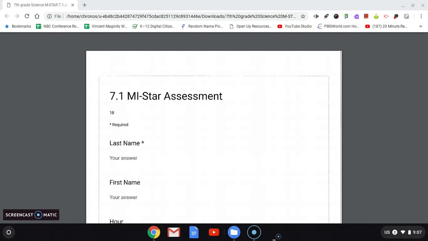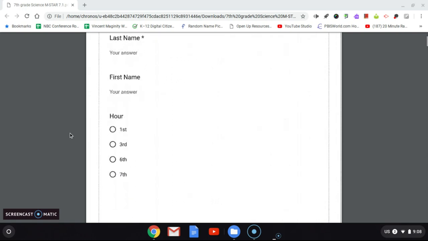So a couple of things before we get started. Make sure you put your last name, first name, and mark the hour in which you have Mr. O'Boyle. I am going to be reading fairly quickly, so make sure you're paying attention. You can also hit pause in between each question, which I suggest you do, so that you don't get left behind.